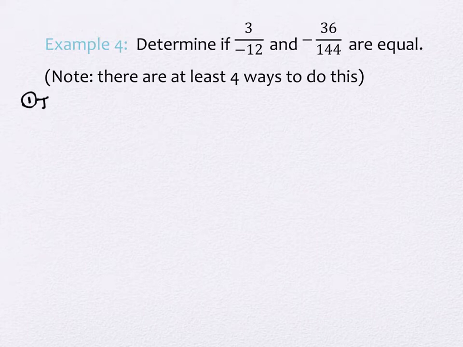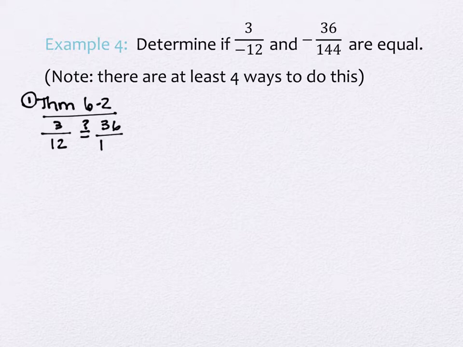The first one we're going to do is the one that we just saw. It's actually theorem 6.2. Let me just make a comment real quick. Notice they're both negative, right? 3 over 12, 36 over 144, they're both negative. So we could, if you wish, just ignore the negatives and proceed with the 3 over 12 and the 36 over 144. Y'all good with that? Okay, so we have 3 over 12, and we're questioning, are they equal, or determine if they are, and I've got 36 over 144.